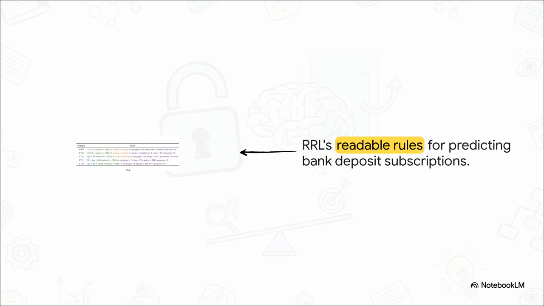Take that third rule, for example. It basically says, if the person's age is over 36, and their balance is below 7016, and they're married, and the previous campaign was a success, boom, they are highly likely to subscribe. It's so incredibly easy for a human marketing team to read this, verify if the logic makes sense, and actually base real business strategies on it.